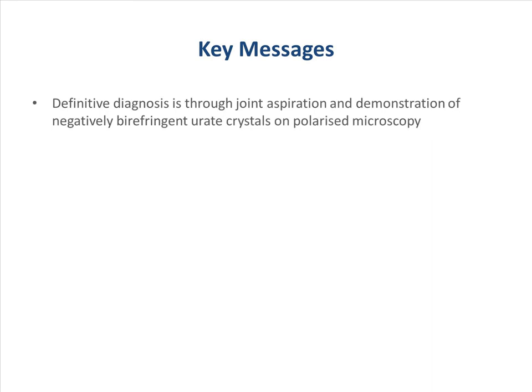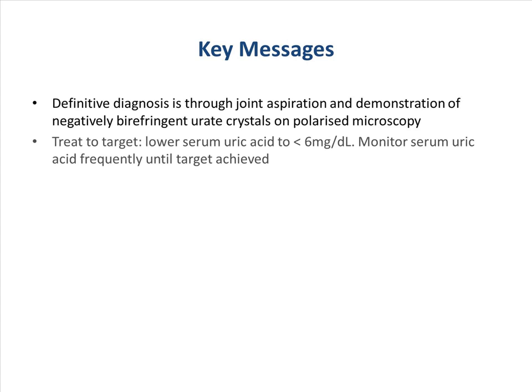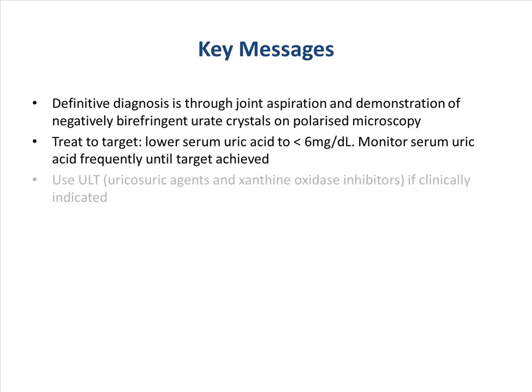Finally, we have some take-home messages. Definitive diagnosis is through joint aspiration and demonstration of negatively birefringent urate crystals on polarized microscopy. In treating to target, aim to lower serum uric acid to less than 6 mg per deciliter or less than 0.36 millimoles per liter. Use urate-lowering therapy such as xanthine oxidase inhibitors and uricosuric agents if clinically indicated.